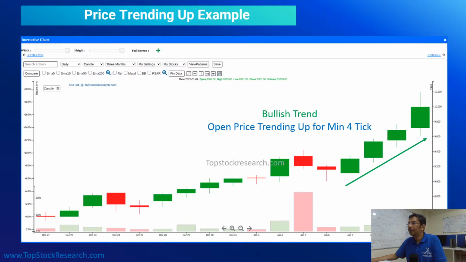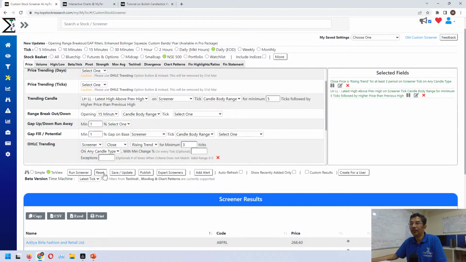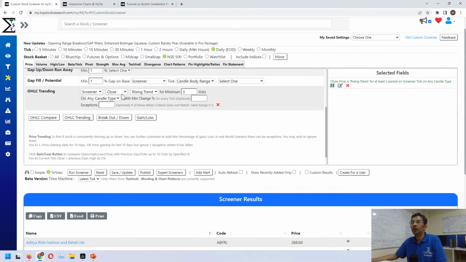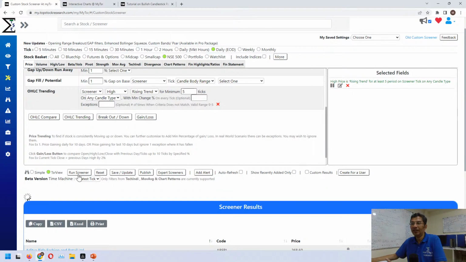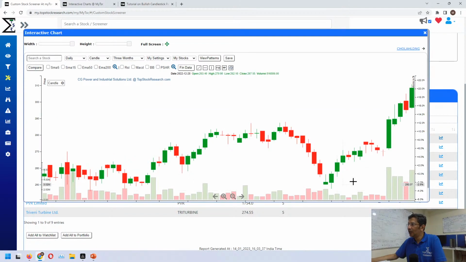What else we have? So we have price trending up. The other example of price trending up is OHLC. We have seen the OHLC one, right? The price is going up. You can look at a high on a rising trend for the last 5 days, 7 days, right? Let's say 5 days, and you're looking at any candle, right? So this will be the starting point. When you're just looking at high, then you will get all the stocks which are making continuously high.